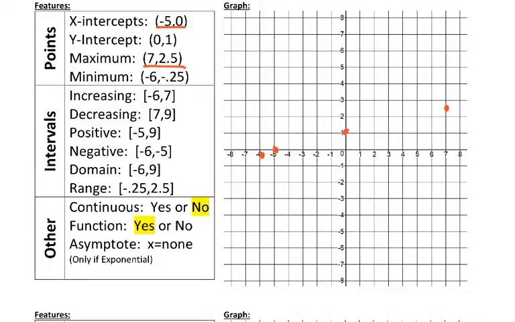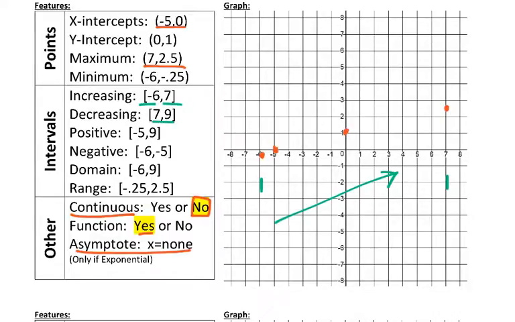Now, that gives us some points. It says it's not continuous, so it's got endpoints, and it might not be the whole line, it might be dotted. But it is a function, so it's not going to curl around. It has no asymptote, so we know it's not exponential. Now, increasing is going to happen from negative 6 to 7. So from negative 6 to 7, it's going to be going up.